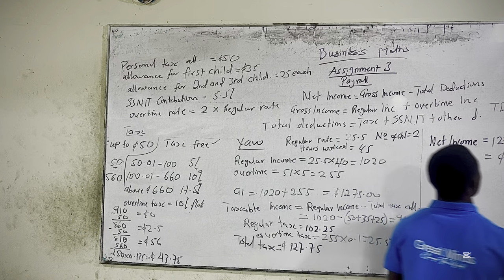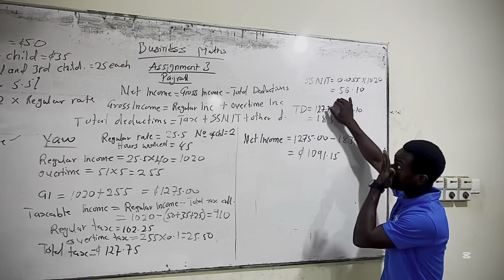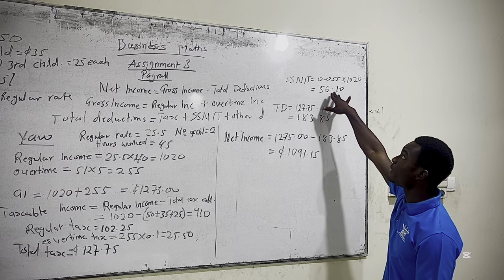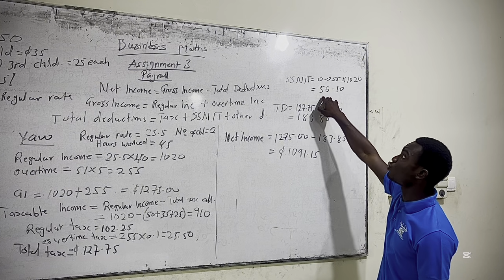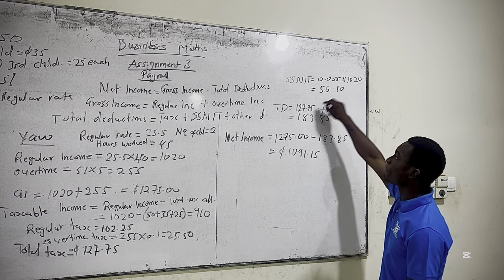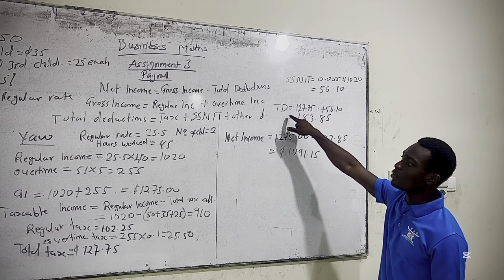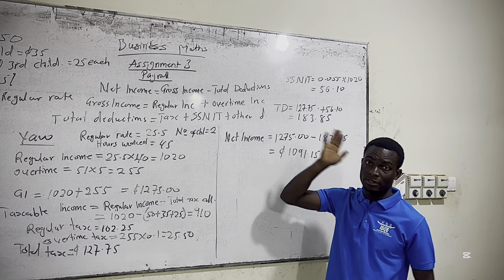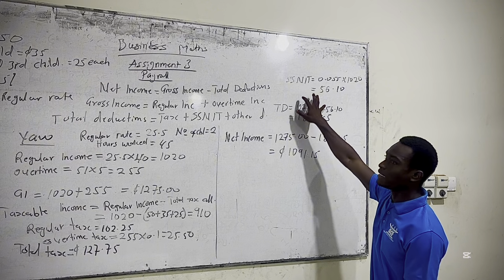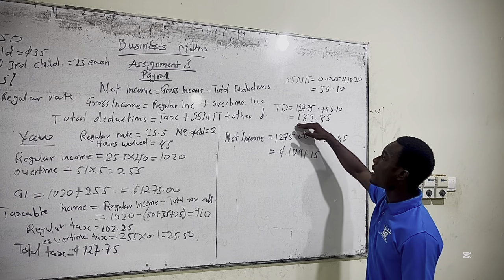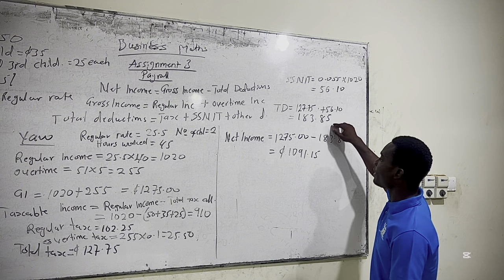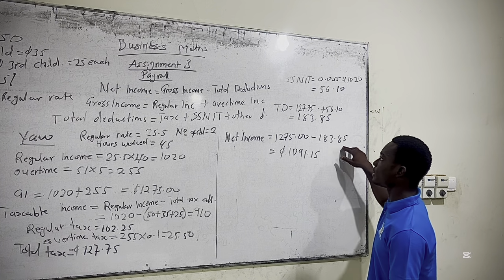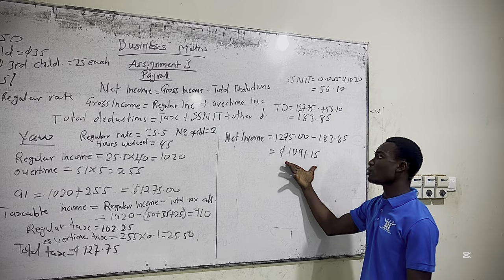And then the total tax is going to give us 127.75. Then we move on to the SNET. The SNET is 5.5% on what? So 0.055 times 1020, giving us what? 56.1. Total deduction, we have tax, we have SNET, but we don't have other deduction for him. So we add the tax to the SNET and we get what? 183.85. And then the net income is going to be the gross income minus what? The total deduction, giving us what?